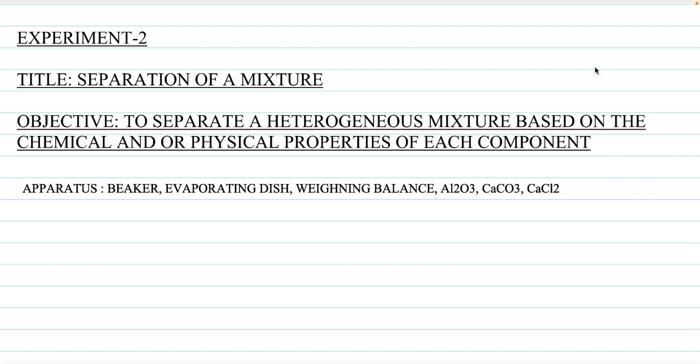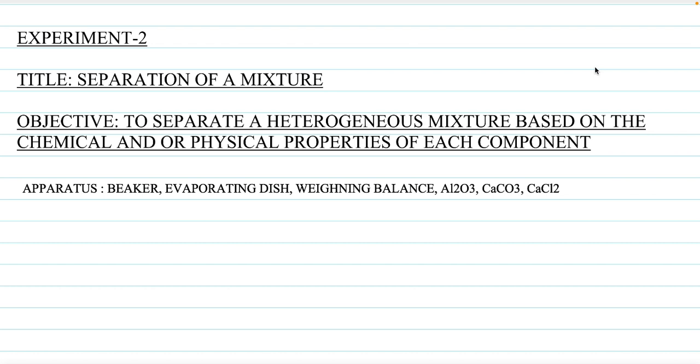All right, in today's video, I'm going to be explaining experiment 2. Sorry it's coming late, because I had to compare and contrast so many values. It has not been very easy, so you have to get values from here and there and then compare and contrast. The experiment is experiment 2, which is separation of mixtures. That's the title of the experiment. Now, the objective of this experiment, which doubles as the aim, is to separate a heterogeneous mixture based on the chemical and or physical properties of each component.